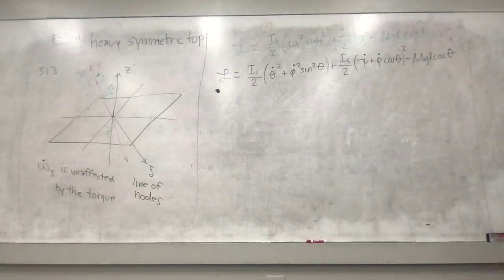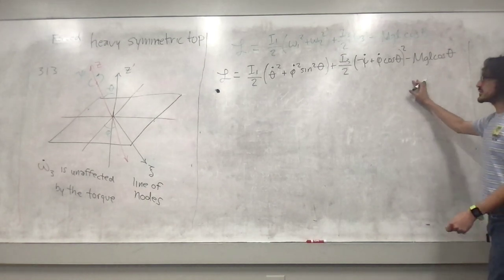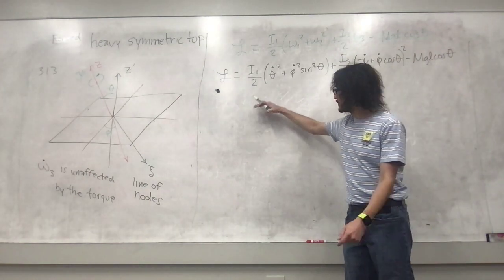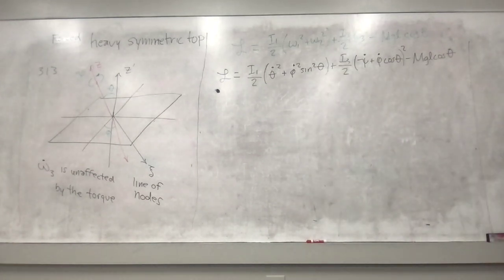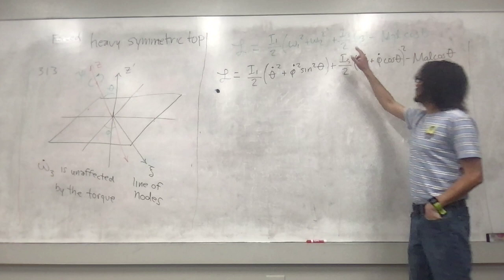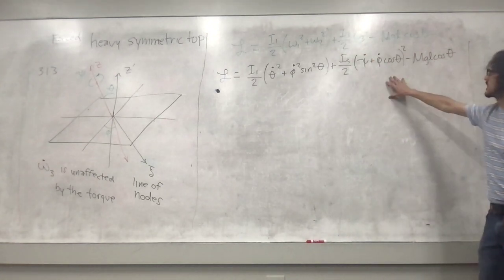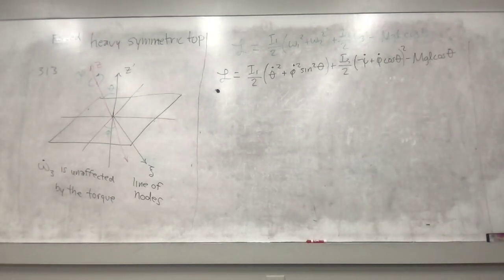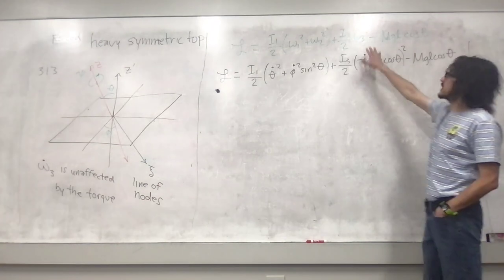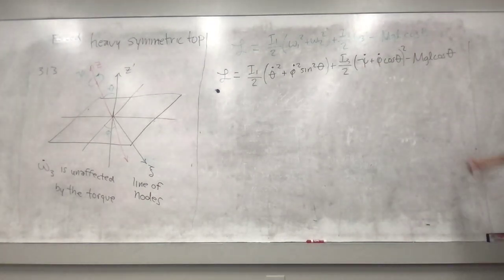Okay, so remember that we just made a substitution. We derived omega 1, omega 2, and omega 3 in terms of the Euler angles using the rotations. And so notice that this one over here only depends on omega 3, which from the system of equations, we know that it is a constant. It is unaffected. So this one over here is a constant.